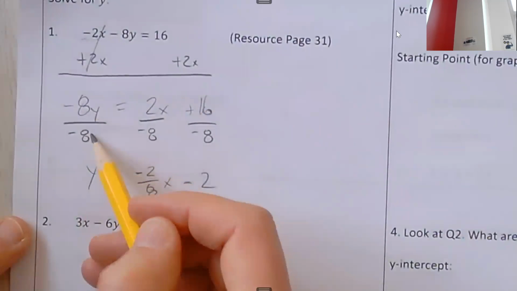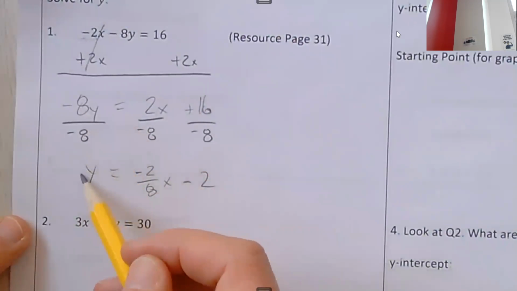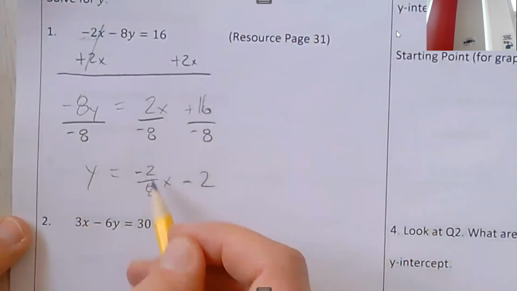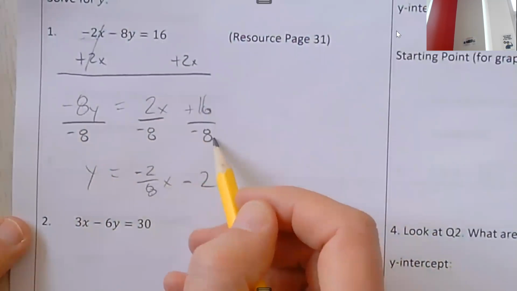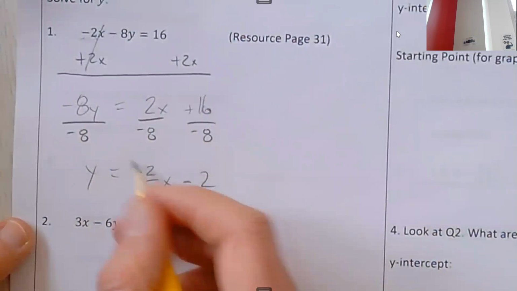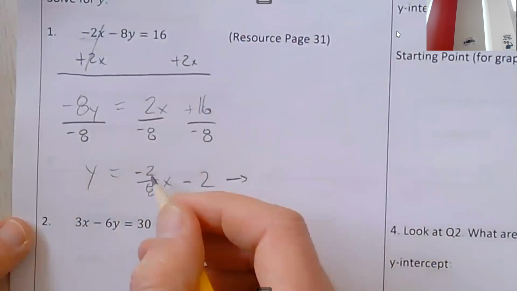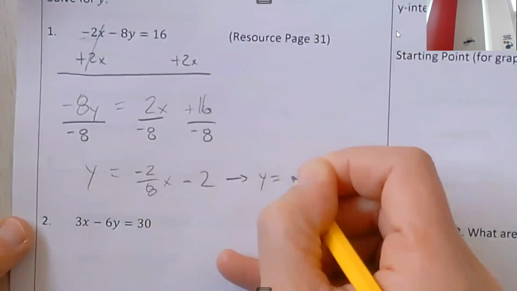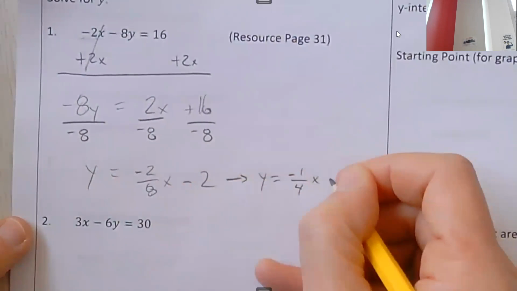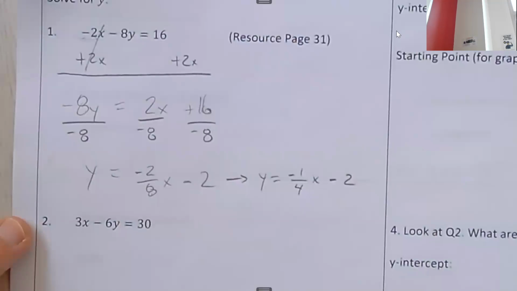So negative 8 divided by negative 8 gives us just 1. So that's 1y. 2 divided by negative 8 is the same as negative 2 over 8. And then positive 16 divided by negative 8 is negative 2. Okay, so this is a great answer. If you simplified your slope, then that's great too, but you don't have to. Either way is fine. Negative 1/4 x minus 2.